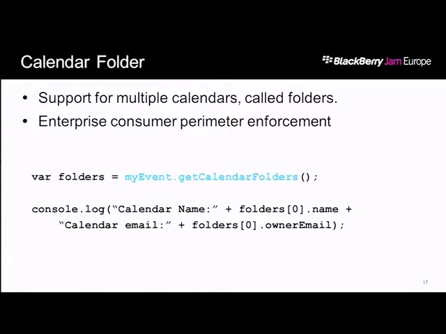Folders is related to multiple calendars on the device, and they're just called folders in the API. Something to be aware of, and I'm going to talk a little bit more about this at the end of this calendar section, is that it does respect, as well as the address book, the consumer enterprise perimeter differentiation. Depending on where your application is installed, you'll get access to those related address books and calendar data. So from an event, you can get the calendar folders related to it. I'm just showing a quick console log. From the folder, you can get a calendar name and the email related to that calendar.